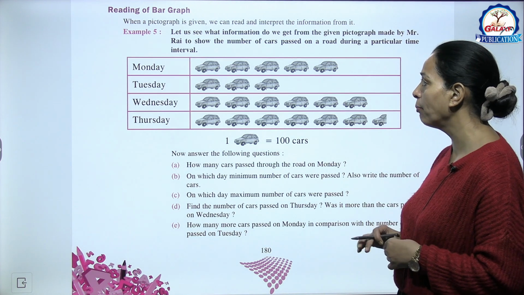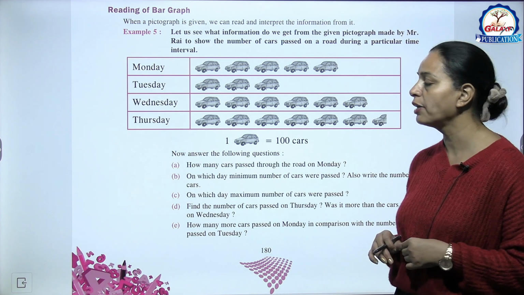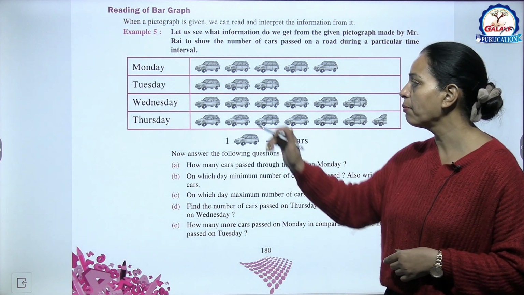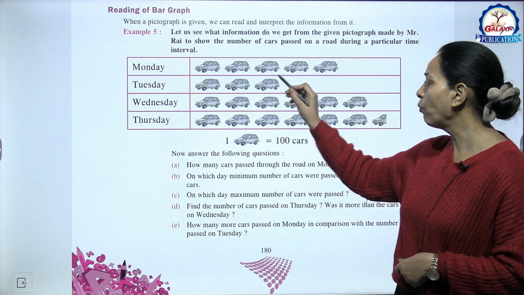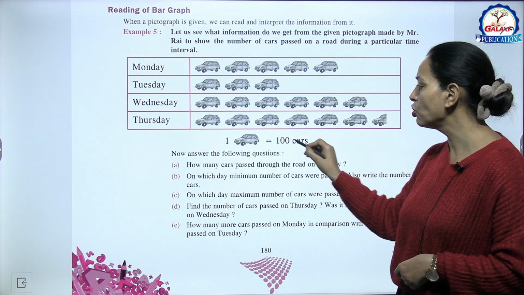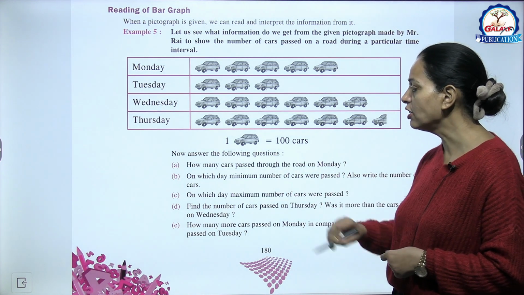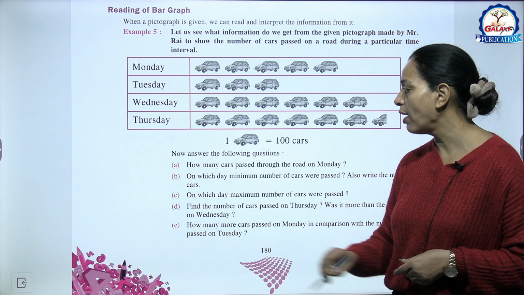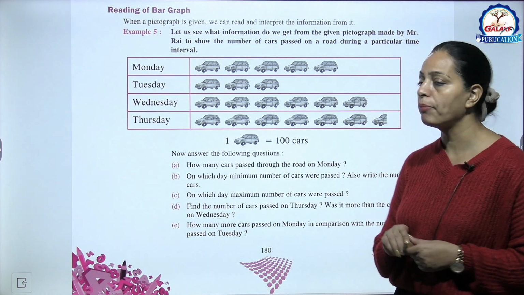A pictograph shows the number of cars passed on a road during a particular time interval. See here, Monday, Tuesday, Wednesday and Thursday, and one picture is showing 100 cars. So now answer these questions. A part, how many cars passed through the road on Monday?